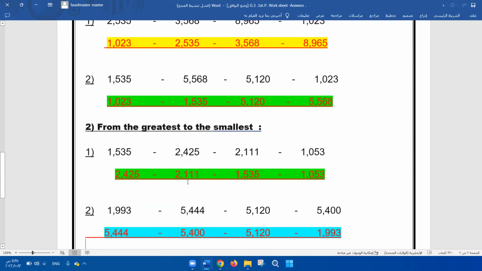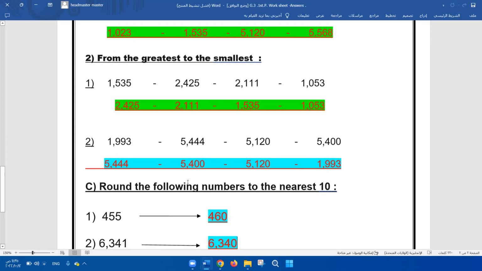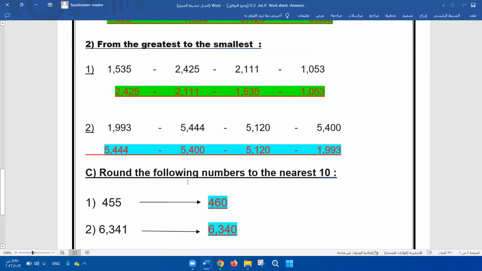Question 3, he wants you to arrange the numbers from greatest to smallest. And number 1, 1,535, 2,425, 2,111, 1,053. What is the biggest number here? Look, you have to look from the left side. You can find here is 1, here is 2, here is 2, and here is 1. What is the biggest one?